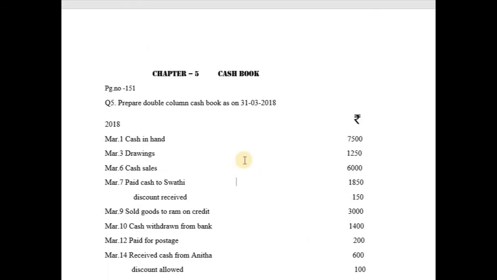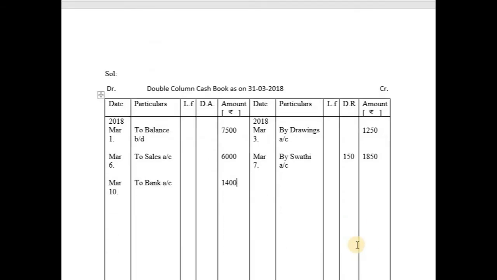Next, after March 10, we have a transaction on March 12, paid for postage 200. So when you are paying for postage, cash is going from the business, so it will be recorded on credit side. It will be recorded as March 12 by postage. Here it will be recorded as March 12 by postage account.